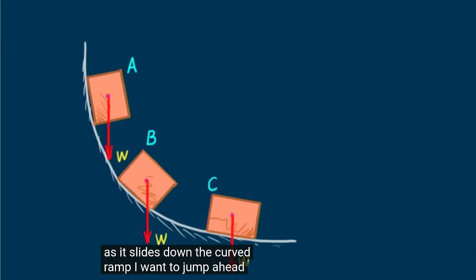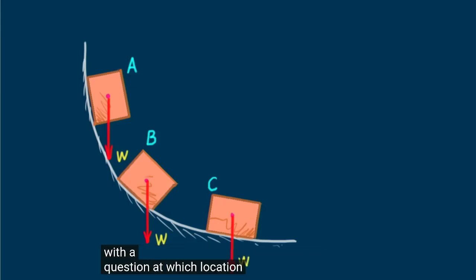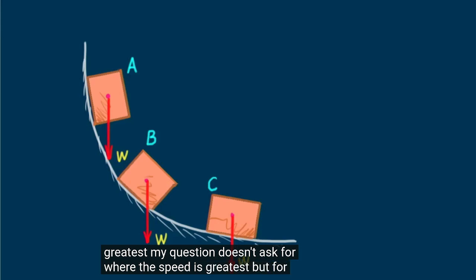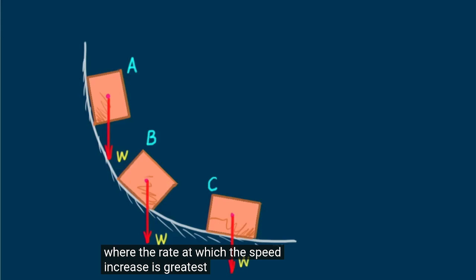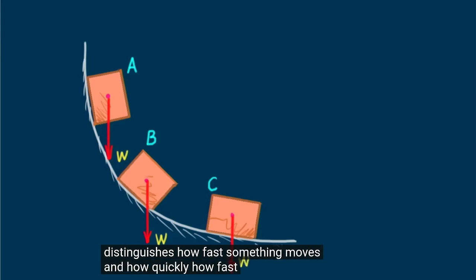I want to jump ahead and leave you with a question. At which location, A, B, or C, will the acceleration along the ramp be greatest? My question doesn't ask for where the speed is greatest, but for where the rate at which the speed increases is greatest. Give good thought to this question, which distinguishes how fast something moves and how quickly how fast increases.